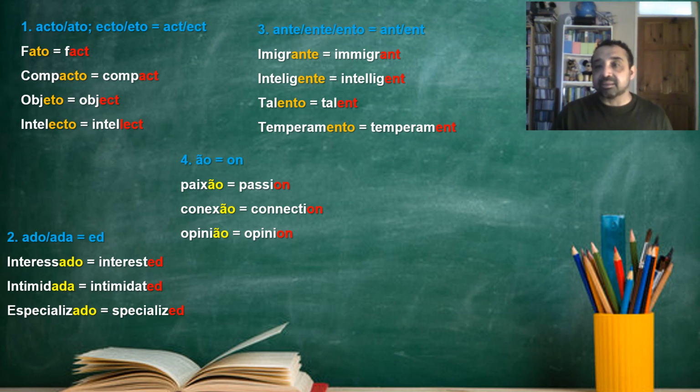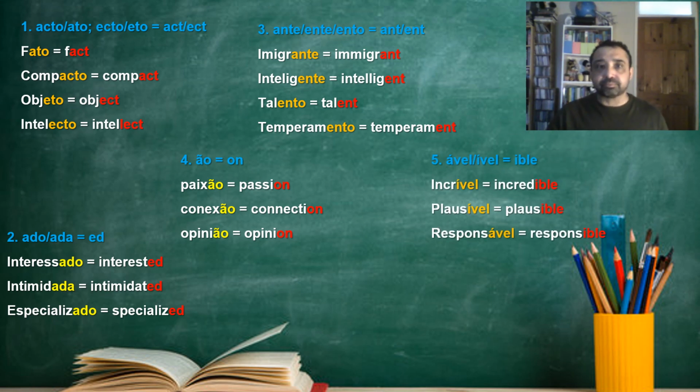Number four, "ion" normally becomes "ão" in Portuguese. So passion, paixão, connection, conexão, opinion, opinião. Number five, "able". So it becomes "ável" or "ível". For example, incredible, incrível, plausible, plausível, responsible, responsável.